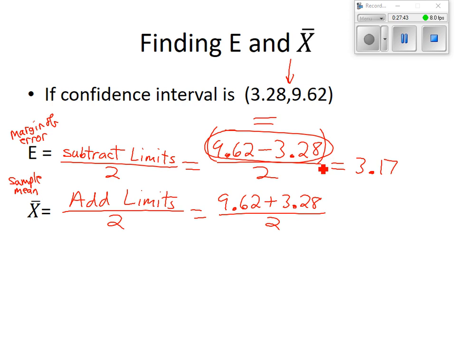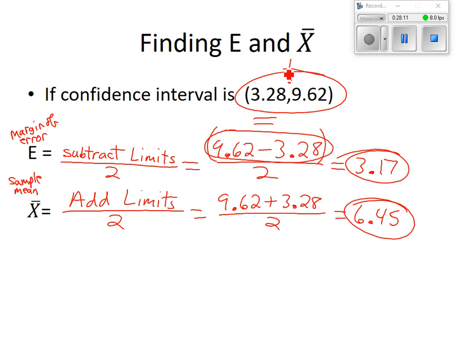Now, with this one, as soon as I look at this, I look at 9 and 3. What's halfway between 9 and 3? 6. So I know my answer should be somewhere close to 6. What's it come out to be? 6.45. That's our mean of our sample. That is our margin of error. We got a great big huge margin of error this time because I just made up 2 crazy numbers and threw them in there. But if they give you the confidence interval, that's all you're doing. You're doing those 2 things. Find the margin of error, find the mean.